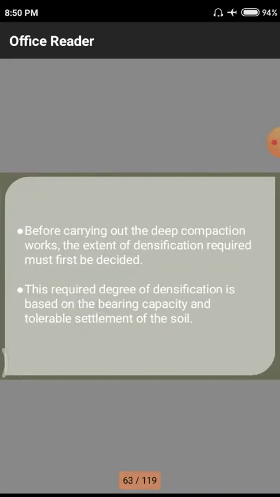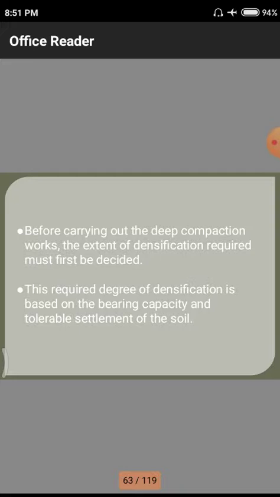First one is that before carrying out the deep compaction works, the extent of densification must first be decided. That means whenever we start a particular work, we need to have some proper data. What is the soil strata, up to which depth we have this granular material, so that we know up to which depth we need to dig the material and densify it. All of those come under this, before carrying out compaction.